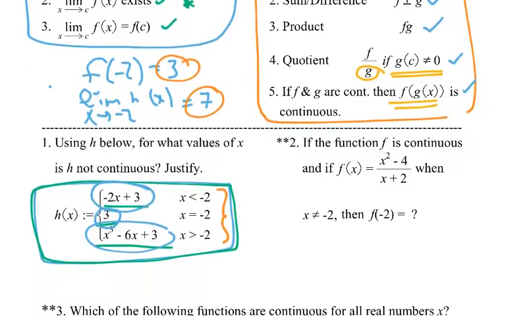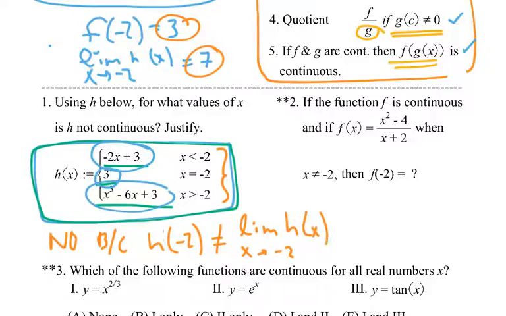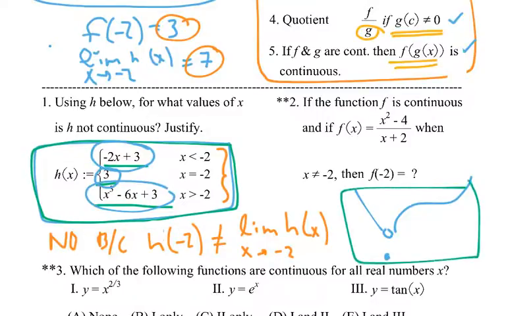And so we can say no, because f of negative 2 is not equal, and it's not f, it's h of negative 2. H of negative 2 is not equal to the limit as x approaches negative 2 of h of x. And basically what that looks like is we've got some function where we're approaching 7 from the left, we're approaching 7 from the right, but the point at negative 2 is not 7, it's 3. So this picture is not continuous.